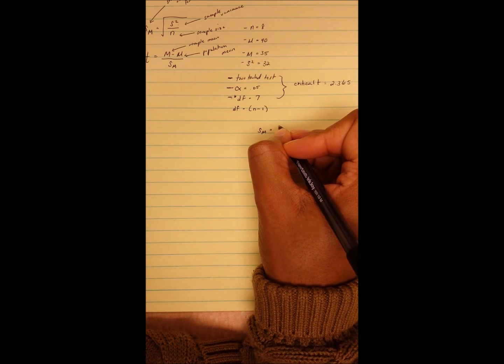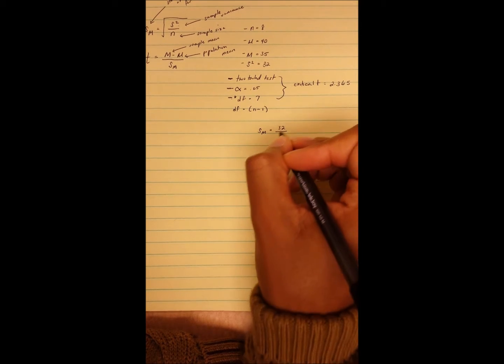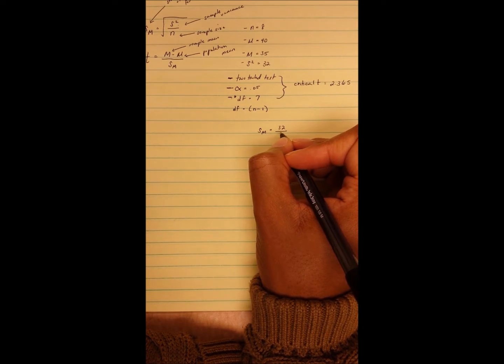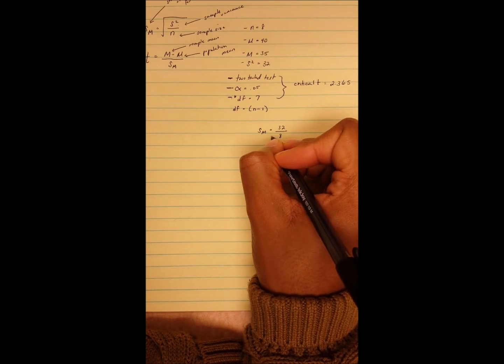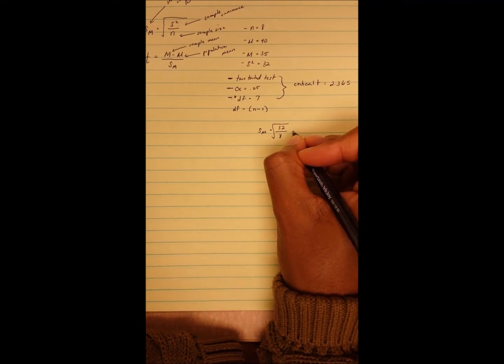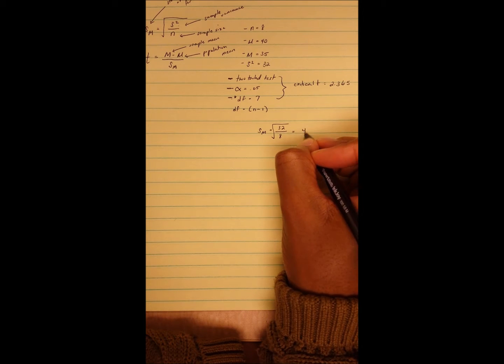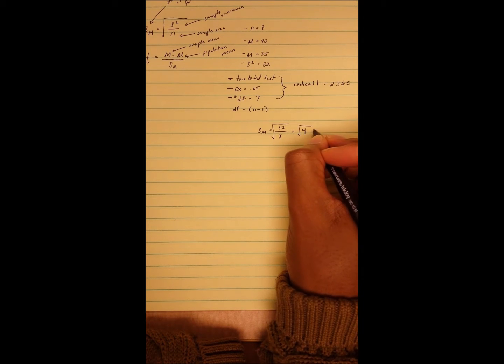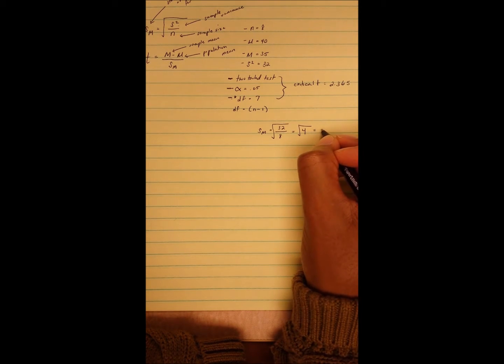So for this example, we have 32 as our variance. Our sample size is 8, and there's a square root over it all. 32 divided by 8 gives us 4, right? And then the square root of 4 is 2.